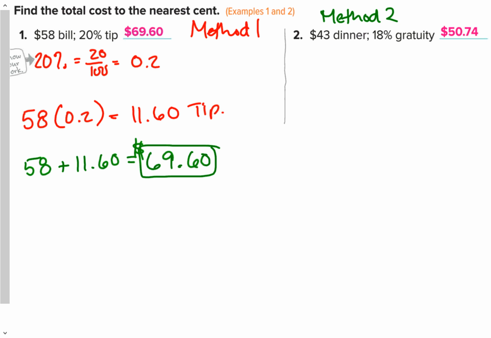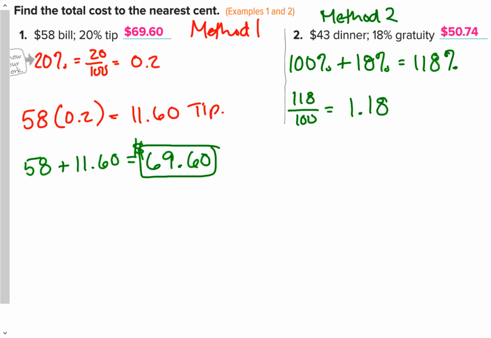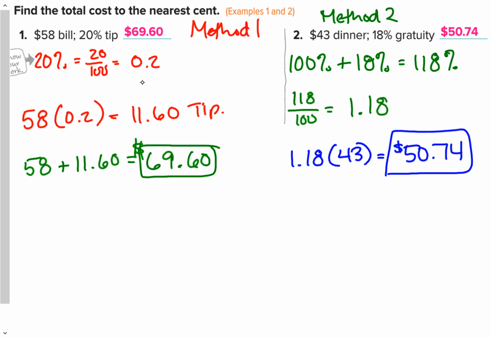All right, so how you do that is you add the percentage to 100. So 100% plus 18%, that equals 118%. Now, converting that to a decimal, that's 1.18. So now all you have to do is 1.18 times our $43. That's going to equal $50.74.